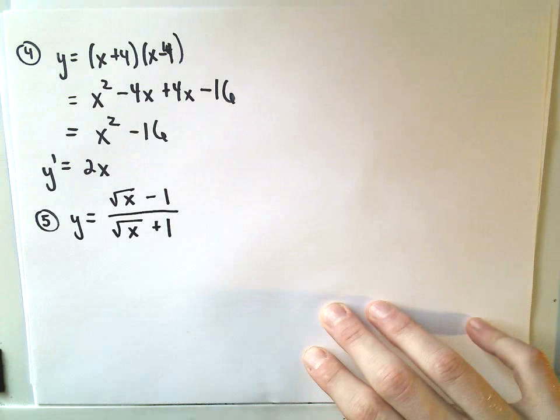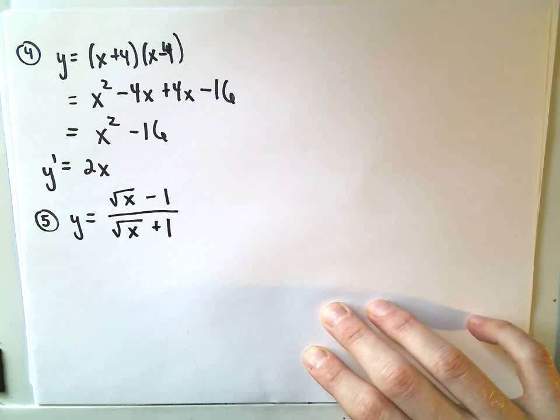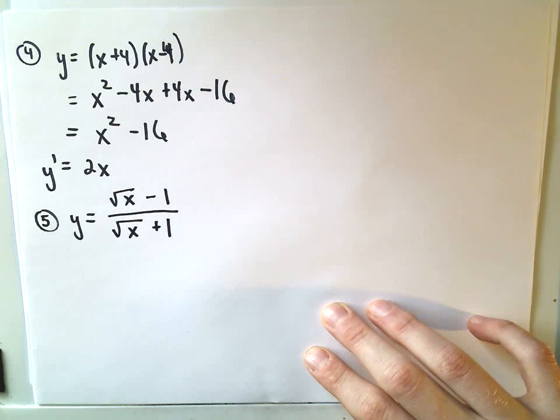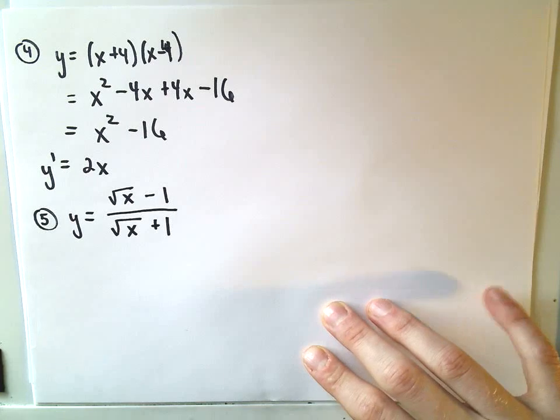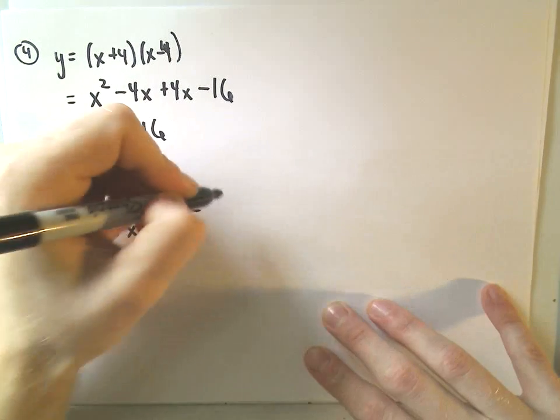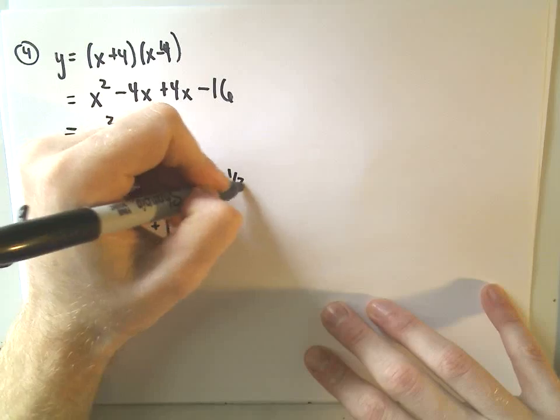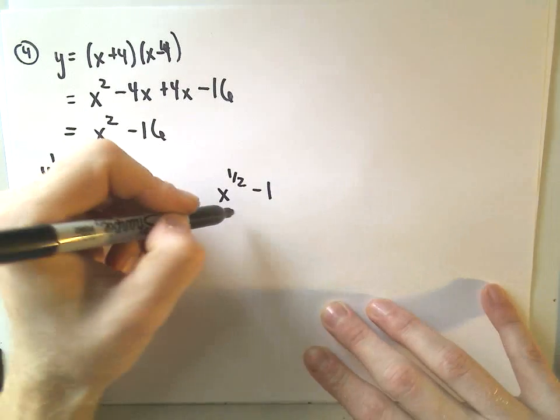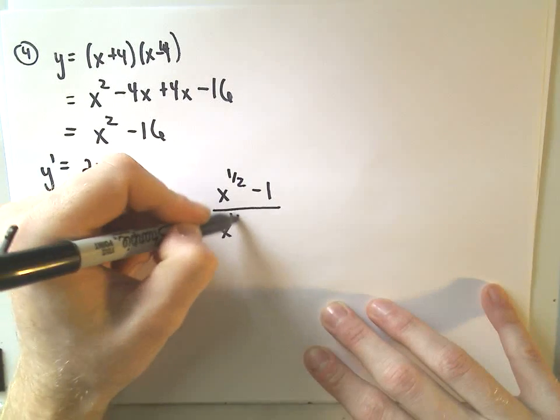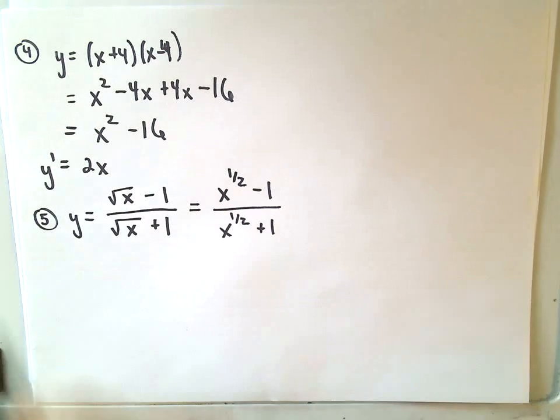over square root of x plus 1. Maybe there's some clear simplification of doing this. I don't really see it. So I think in this case we're just going to use the quotient rule. So x to the 1/2 minus 1 over x to the 1/2 plus 1.